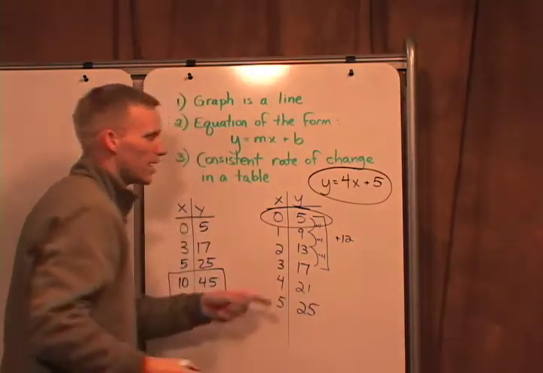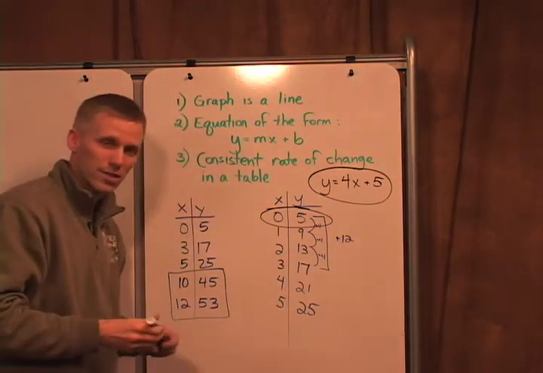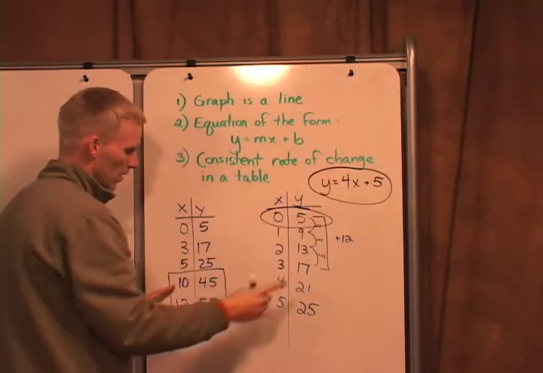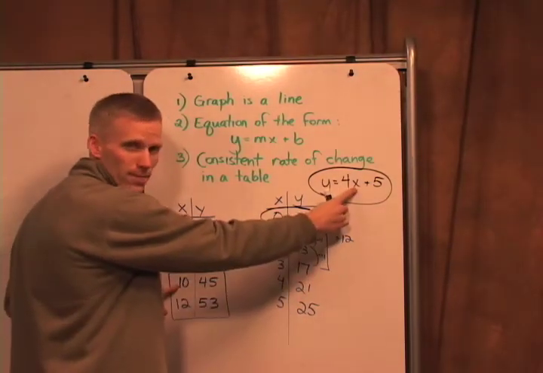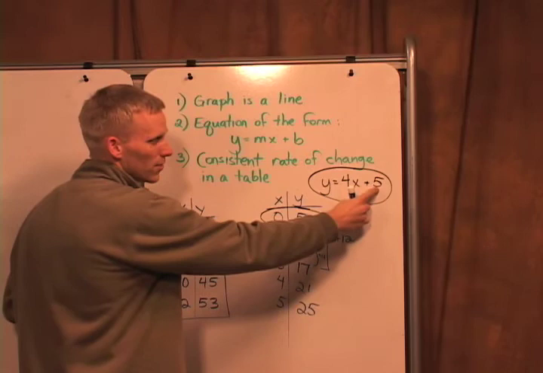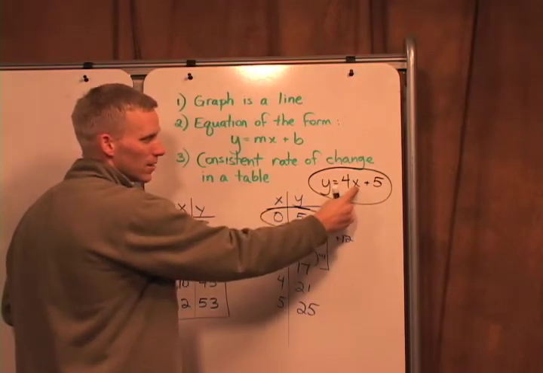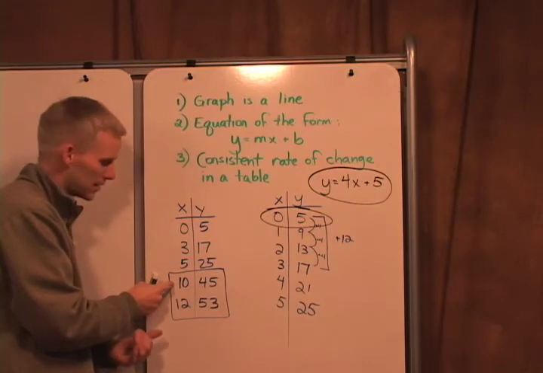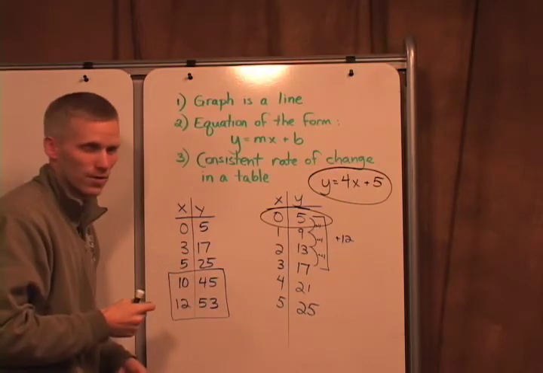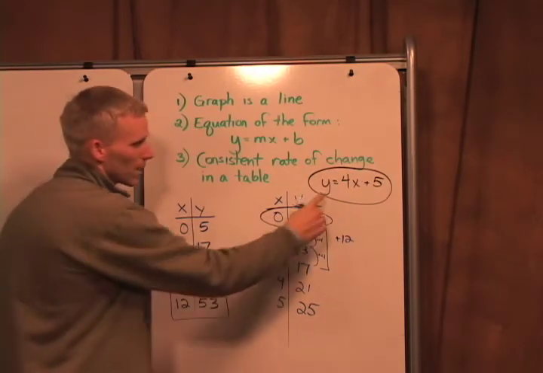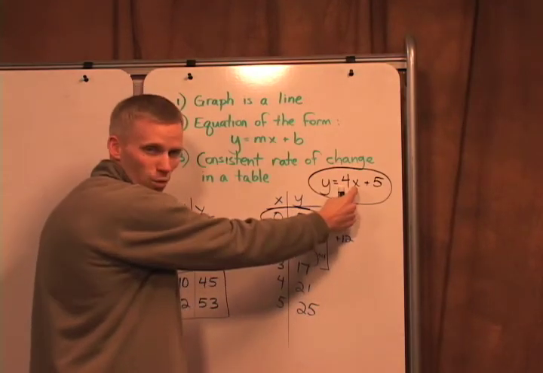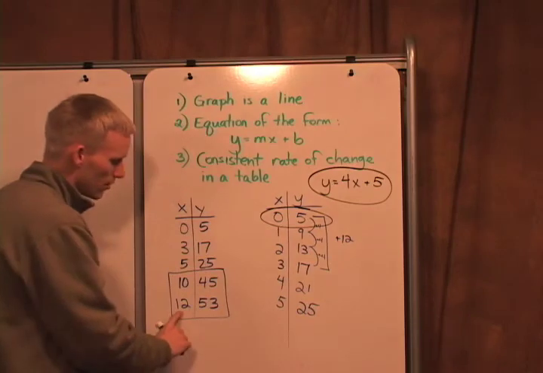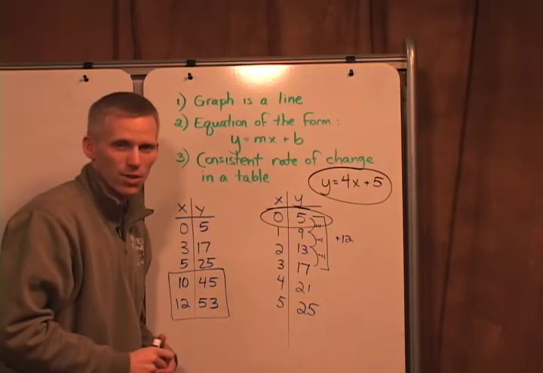Now, let's check our 2 other points over here to see if they work out. If I put in a 10 for x, okay, 4 times 10 is 40. 40 plus 5 is 45. So if I put in a 10, I get out a 45. Is that what my table says? Yes. Put in a 10, got out a 45. Let's check the 12. 4 times 12 is 48. 48 plus 5 is 53. Sure enough, when I have a 12, I have a 53.